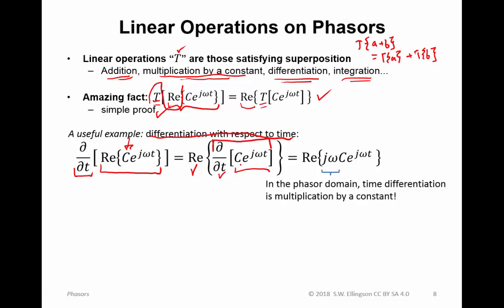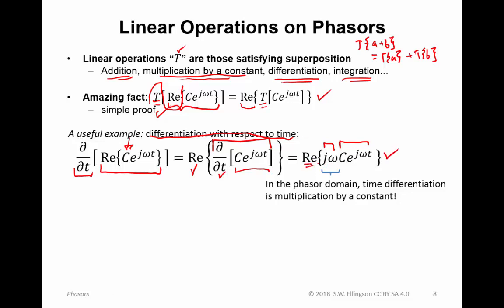We'll take the time derivative of C, a constant, times e to the j omega t. We simply get j omega times what we started with. That's the result of taking the time derivative. And now if we look at this expression, it is in the form of a phasor.